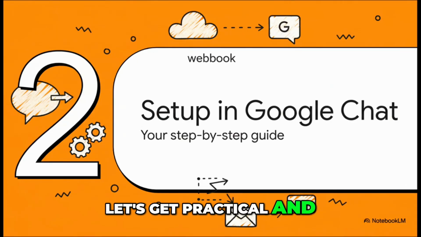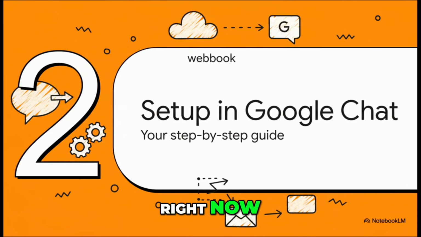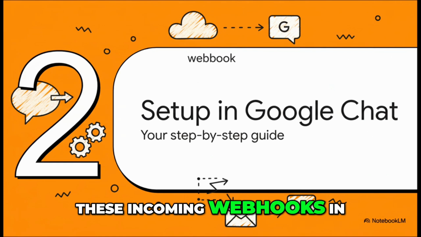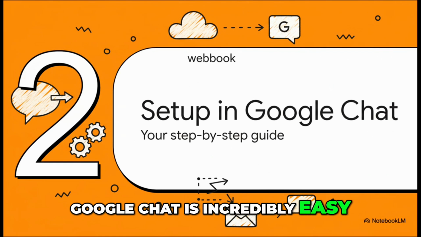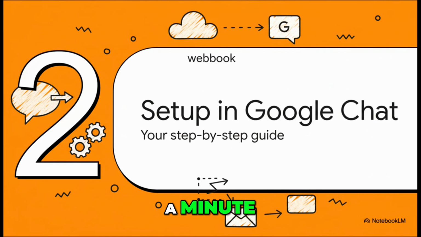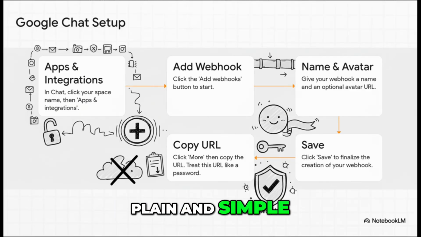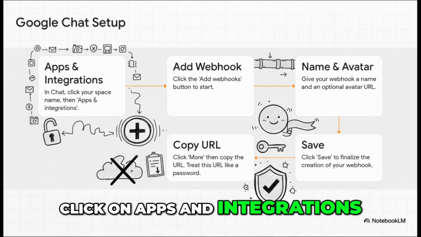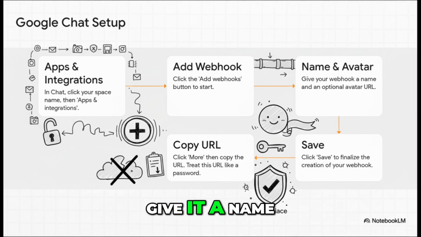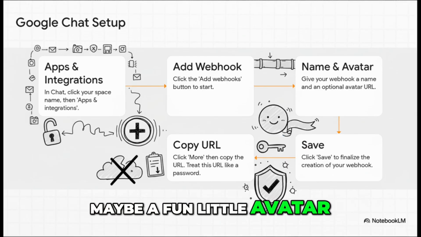Okay, enough theory. Let's get practical and see how you can use this, like right now. Setting up one of these incoming webhooks in Google Chat is incredibly easy. It'll take you, what, a minute? So here are the steps, plain and simple. You go into the Google Chat space you want to use, click on Apps and Integrations, then add webhooks. Give it a name you'll remember, maybe a fun little avatar, and hit Save.